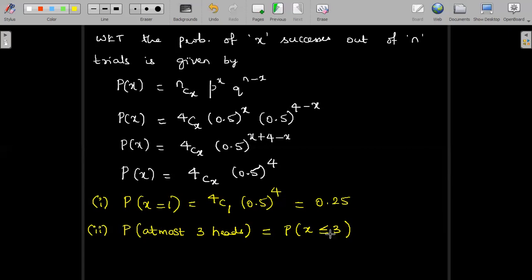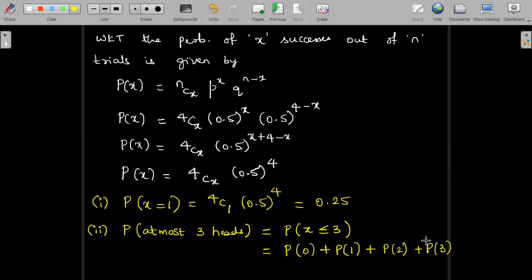So when I say x less than or equal to 3, x can take 0, meaning having no head in all the 4 trials, a tail might arrive. So that is one of the possibilities. So probability of x is equal to 0, x is equal to 1, x is equal to 2 and 3. All these probabilities should be added. So probability of x is equal to 0 plus probability of x is equal to 1 plus probability of x is equal to 2 plus probability of x is equal to 3.